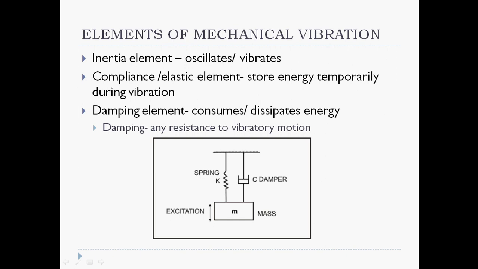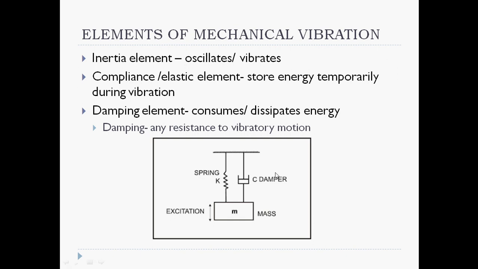If we take the elements of a mechanical vibration, there are mainly three: an inertia element, a compliance or elastic element, and a damping element. Here I have taken a spring and mass arrangement. This mass will move to and fro on the application of some excitation force. The mass represents the inertia element, and it oscillates or vibrates under the action of the excitation force.